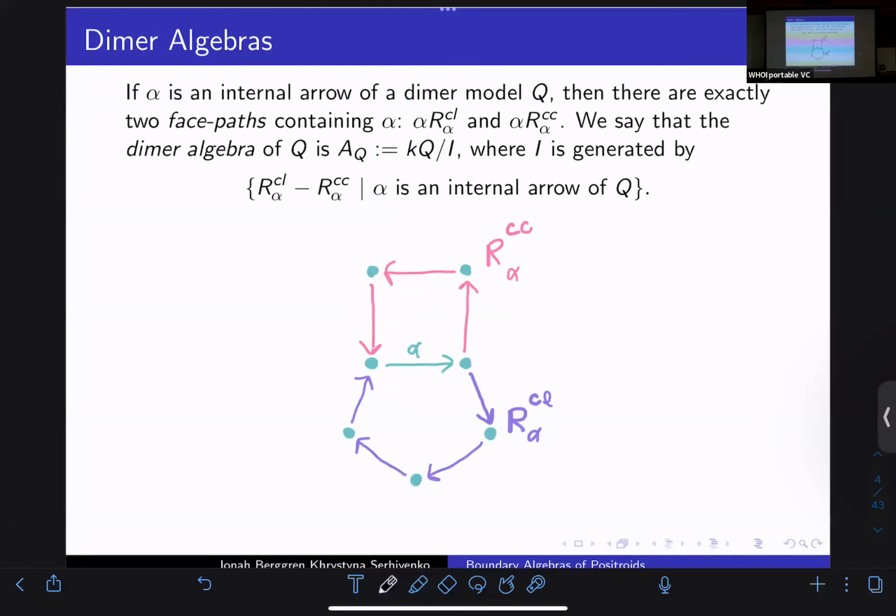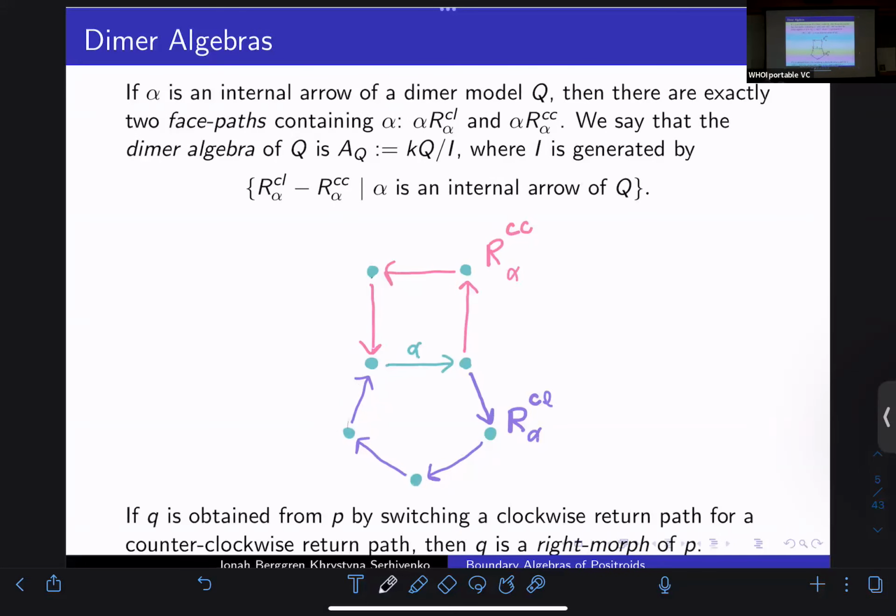We're doing representation theory. We want to make a path algebra with relations. And the relations that we have are anytime we have an internal arrow here, it's going to be a part of exactly 2 different faces. One of them is clockwise, one of them is counterclockwise. And so these give me 2 different return paths that go from the end of alpha back to the start of alpha. And I'm going to say that these are equivalent. These are the same path.